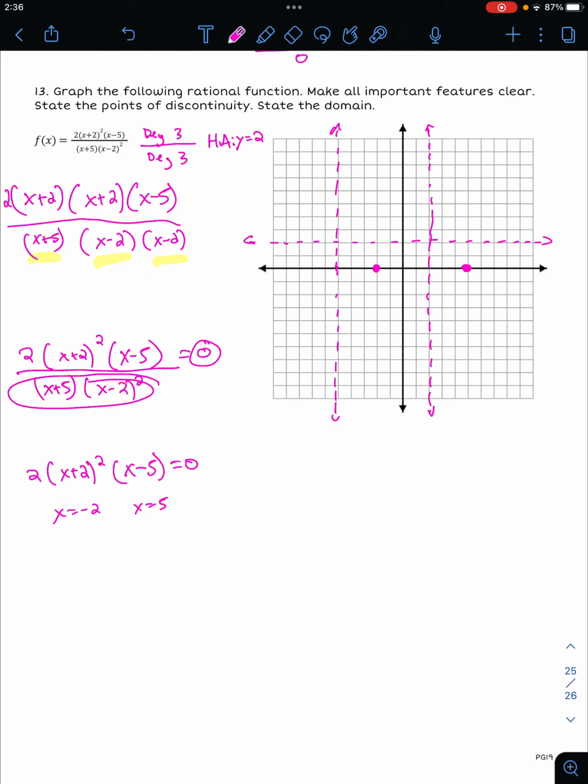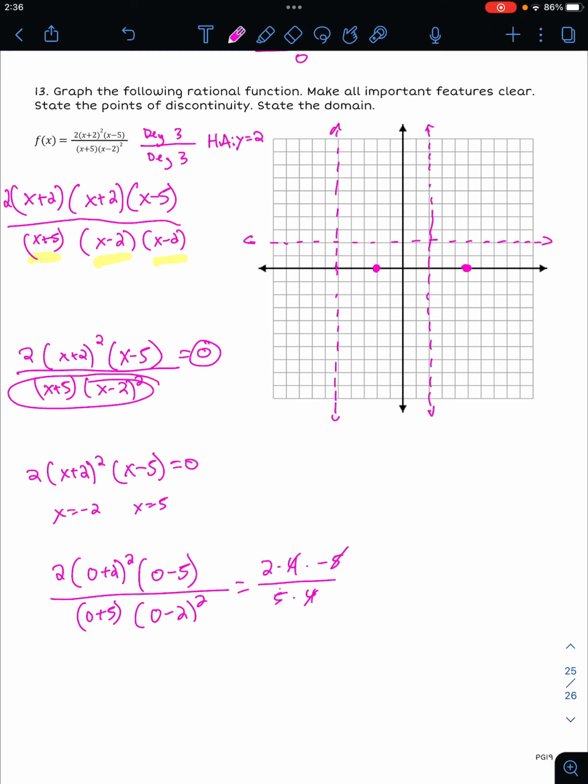We could see about a y-intercept. So if I plug 0 into the function, I get 2 times (0 plus 2) squared, (0 minus 5), all over (0 plus 5), (0 minus 2) squared. This is going to give me 2 times 4 times negative 5 over 5 times 4. Cancels, cancels, but it's negative 1. So that's going to be 0, comma, negative 2.